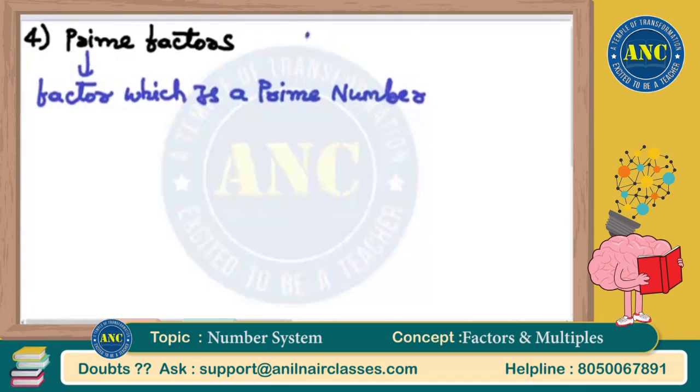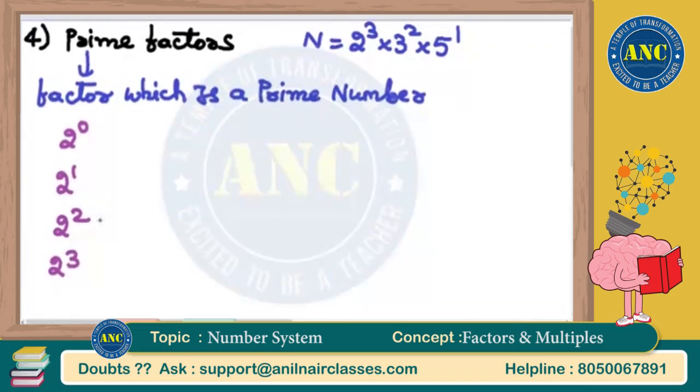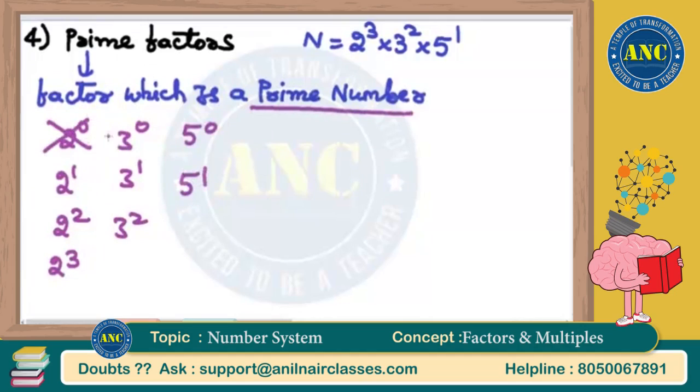What is the number that is present? The number is 2 cube into 3 square into 5 power 1. Let me write all the numbers: 2 power 0, 2 power 1, 2 power 2, 2 power 3; 3 power 0, 3 power 1, 3 power 2; 5 power 0, 5 power 1. Only prime numbers we require. One is neither prime nor composite. 4 is composite. 8 is composite. 9 is composite.